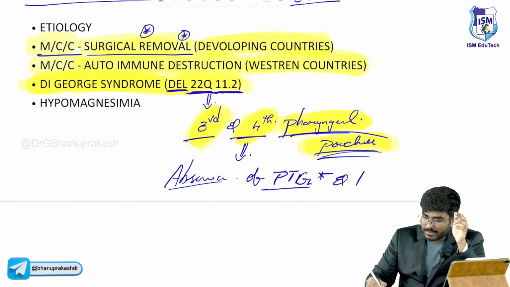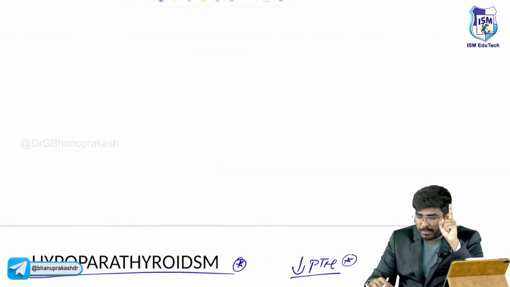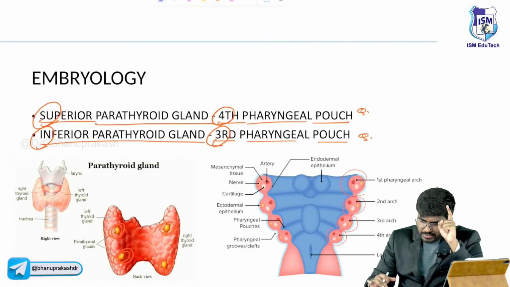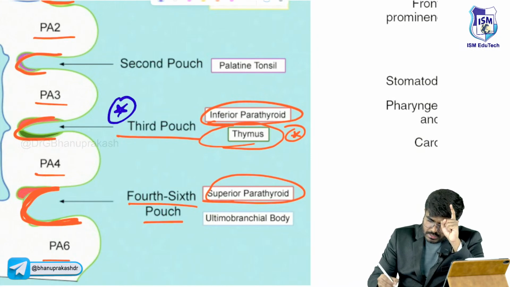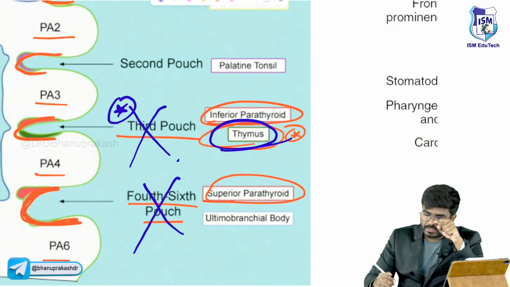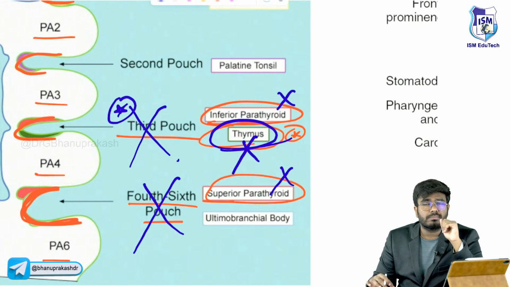And even the thymus is not developed. Why am I telling you? Because I have explained, don't forget, the third pharyngeal pouch will give rise to the thymus also. So in this condition, the fourth is not there, the third is not there, so the inferior parathyroid gland, superior parathyroid gland and thymus are not going to form.